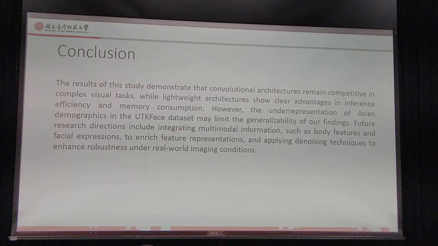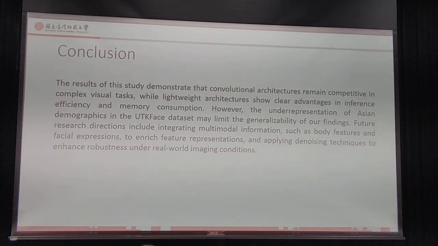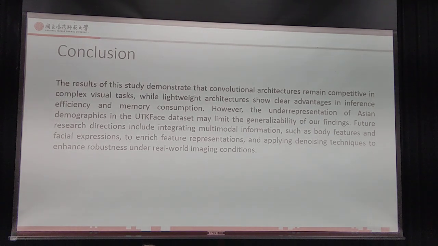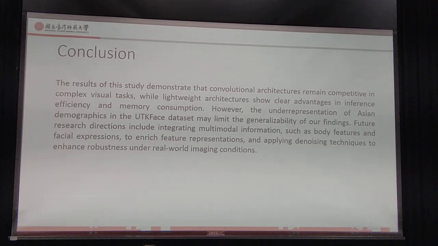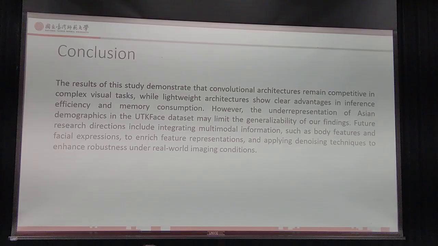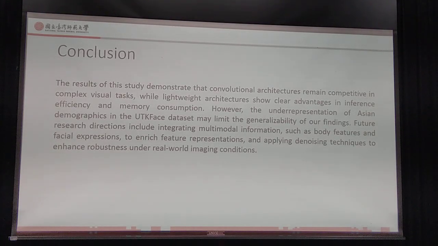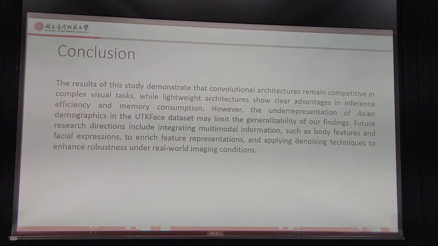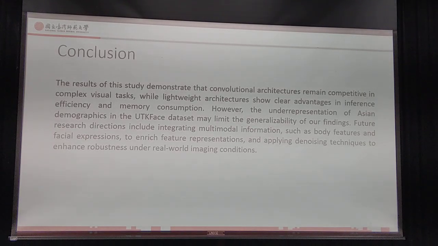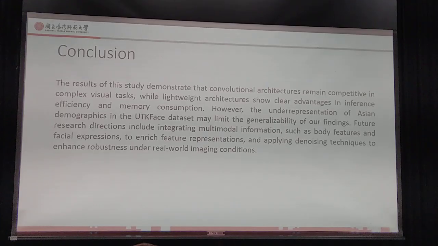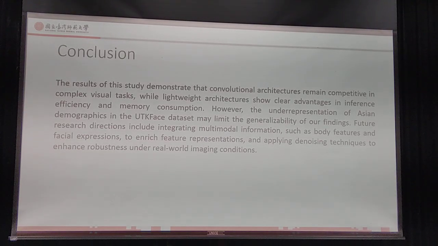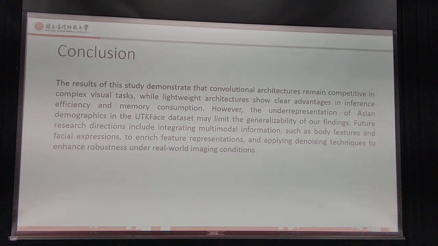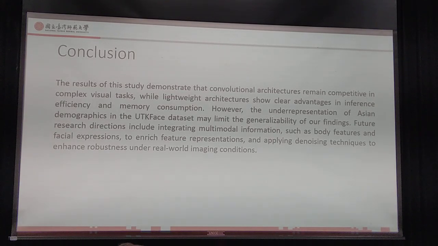Conclusion: the results of this study demonstrate that convolutional architectures remain competitive in complex visual tasks. Likewise, the lightweight architecture shows clear advantages in inference efficiency and memory consumption. However, the underrepresentation of Asian demographics in the UTK-based dataset may limit the generalizability of our findings. Future research directions include integrating multimodal information, such as body features and facial expressions, to enrich feature representation, and applying denoising techniques to enhance robustness under real-world imaging conditions.